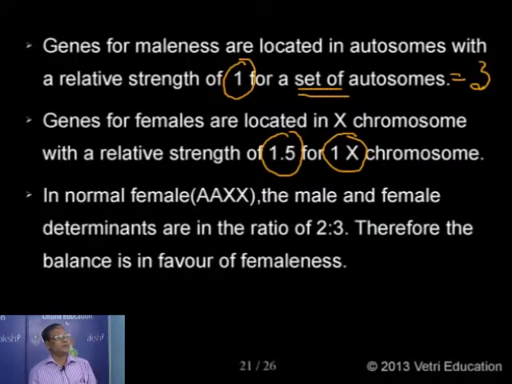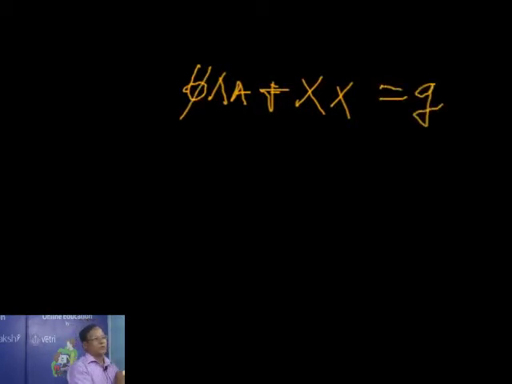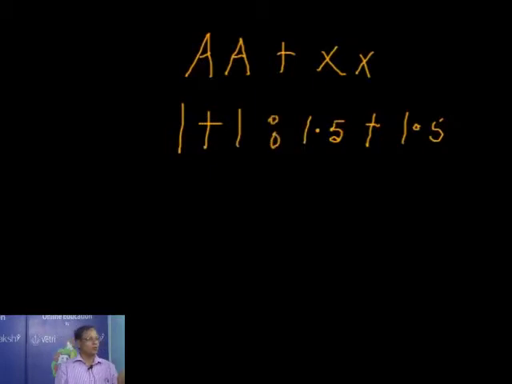Now, if you are substituting these values for a normal male or a normal female, for example, I am taking 6 autosomes plus XX, that is a normal female. So I'm taking only the autosomes plus XX. The value for one X chromosome is 1.5, for another one, 1.5. Now the value for just one autosomal set, for 3 autosomes, is 1. So this is the relative strength.